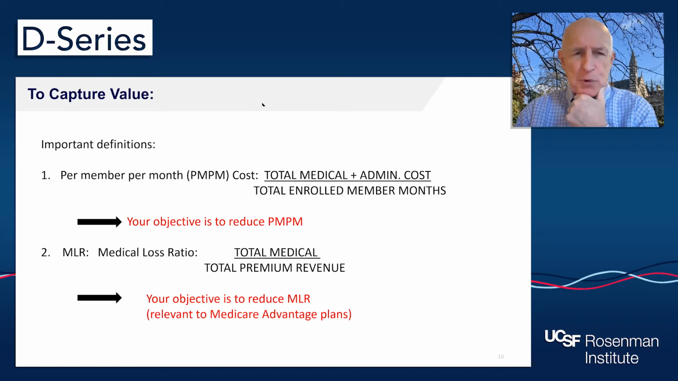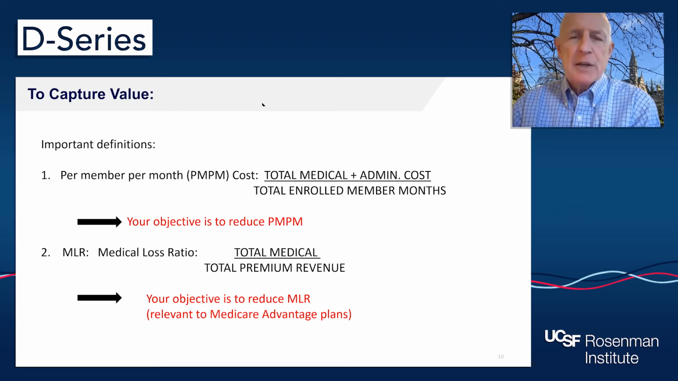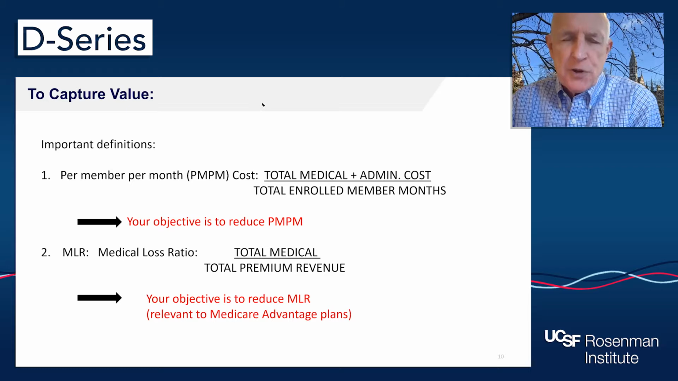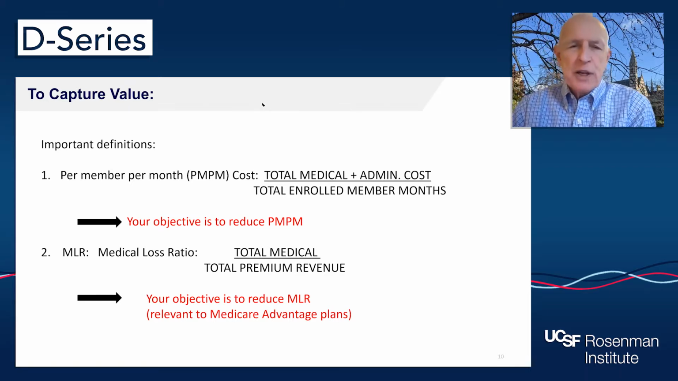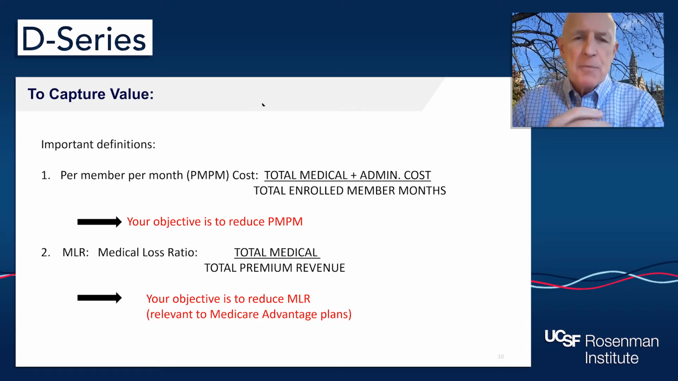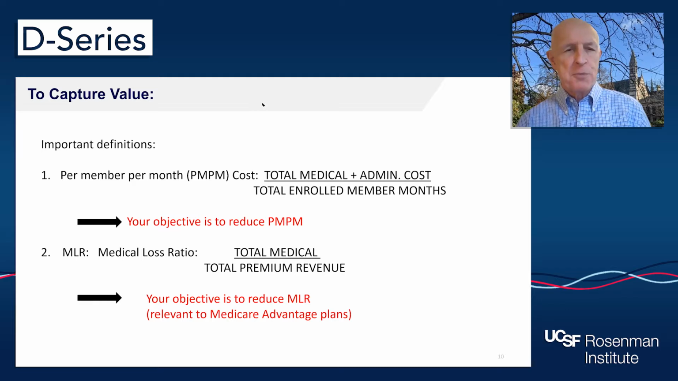I introduced a couple of important definitions last time that were probably new to some of the more clinical folks who watched the presentation. Per member per month cost, when you're dealing with a payer, is the basis on which you'll very likely be judged. Per member per month cost consists of total medical costs plus admin costs divided by total enrolled member months. And that's the way that healthcare payers, employers, and insurers think about the cost of services that they deliver. And your objective is to reduce this cost per member per month.